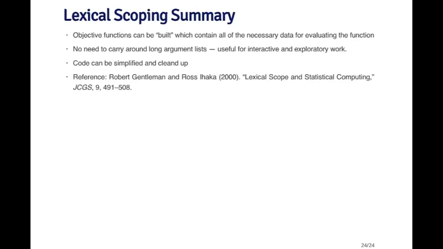So the nice thing about lexical scoping in R is that if you're doing minimization or optimization of some sort, you can build these objective functions which contain all the necessary data and all the other bells and whistles that are required to evaluate that function into the enclosing environment of the function, so that when you call the objective function, you don't need to specify the data and all those other things every single time. They're built into the environment, and they'll be automatically looked up in the right place. So you don't have to carry around these long argument lists in order to evaluate the function every single time.